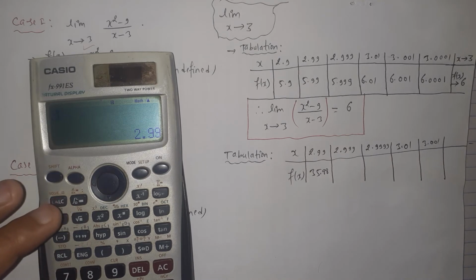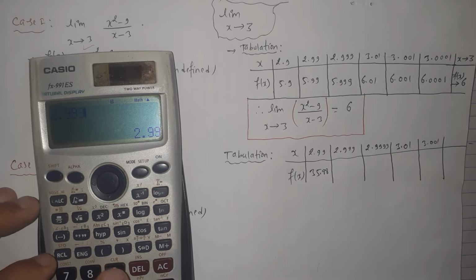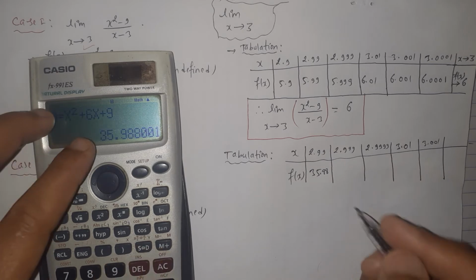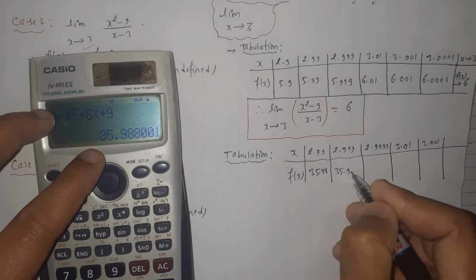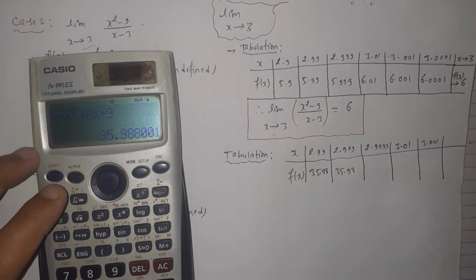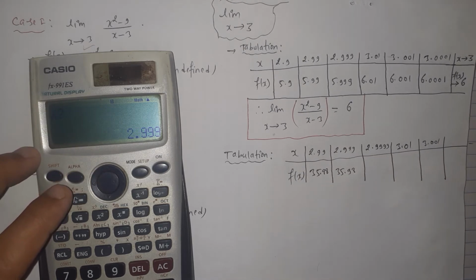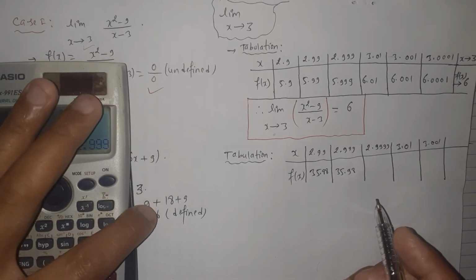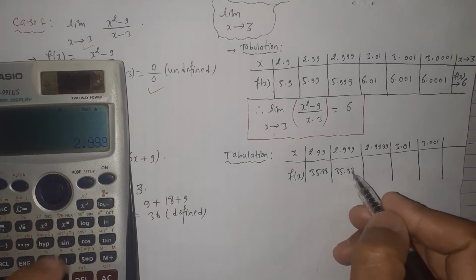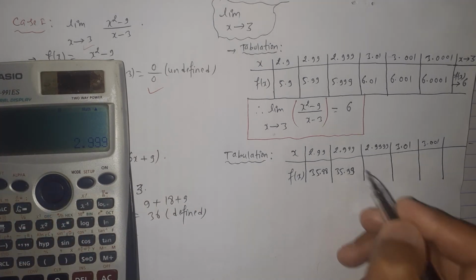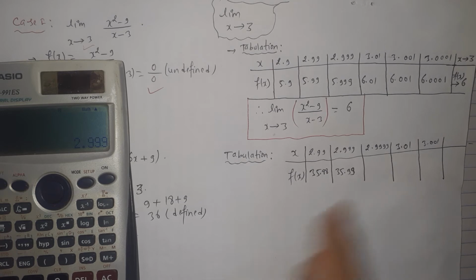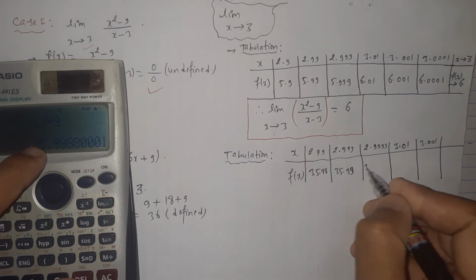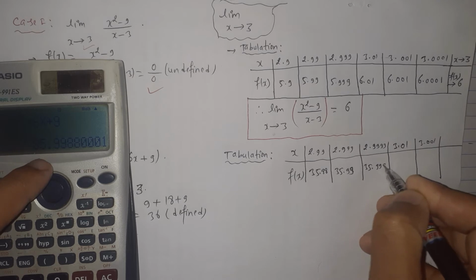The next input is 2.999. At this input the functional value is 35.98 after rounding off. And let's calculate here after rounding off. Let's say this is 35.99 up to 2 decimal places, and the next input is 2.9999. At this input the function value is 35.999.